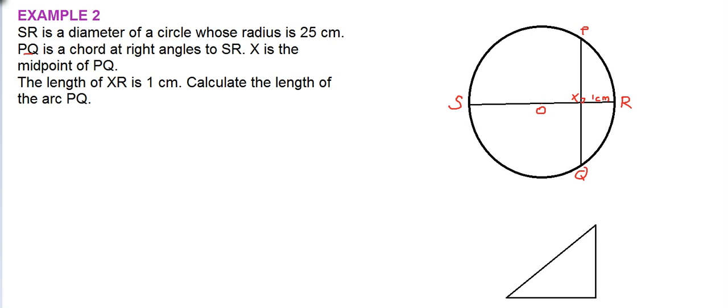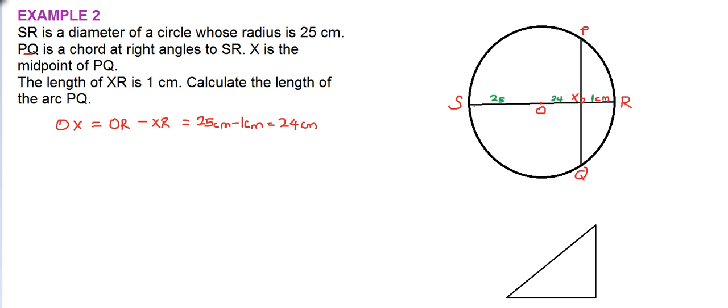So that means OX equals OR minus XR, which is 25 centimeter minus 1 centimeter, which is 24 centimeter. So from O to X, I'm going to use a different color for that. So this is 24, and that's 1 over there. And this is 25.